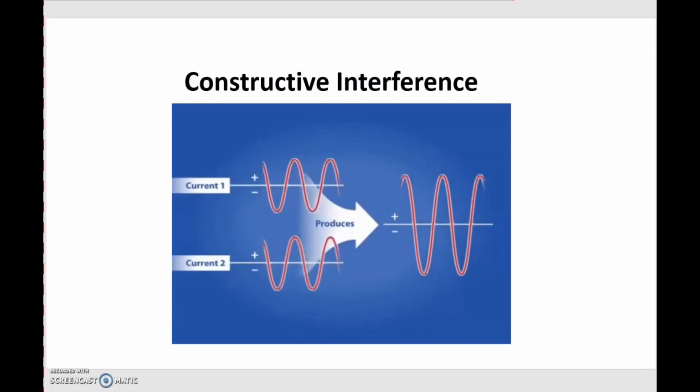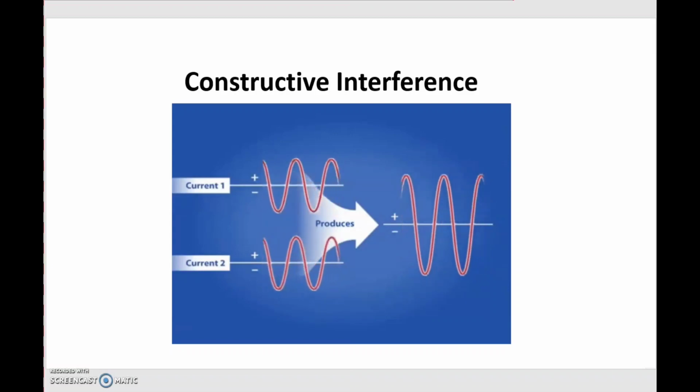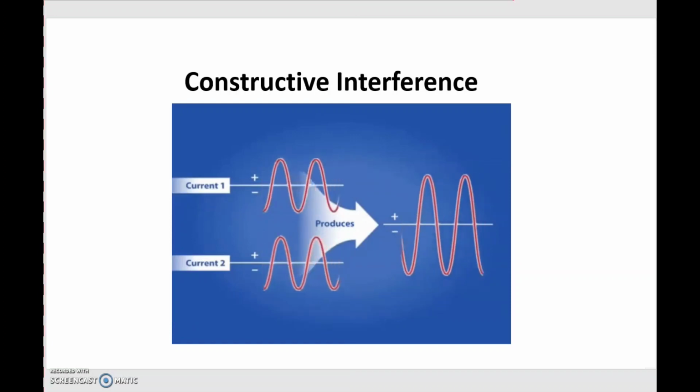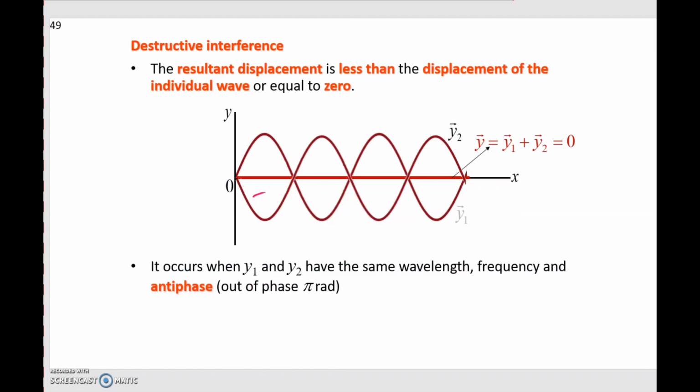And then this is the GIF image to show the constructive interference. So we have y1 plus y2, and then for the resultant we have the greater displacement. This one we have destructive interference. What is destructive interference? The resultant displacement is less than the displacement of its individual wave or equal to 0.